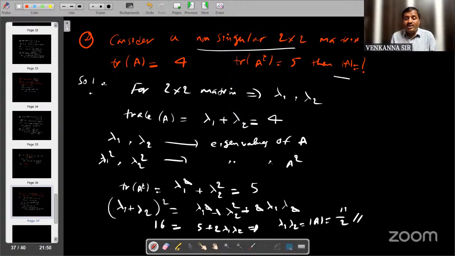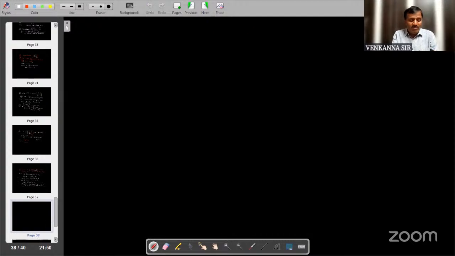Then later, the characteristic matrix. What is the characteristic matrix? A minus lambda I. The characteristic equation is determinant of A minus lambda I equal to 0. The roots of the characteristic equation are called eigenvalues. What is the eigenvector? The infinite number of non-trivial solutions is called the eigenvector. Eigenvector is associated to what type of equations? Homogeneous equations. And remember all the properties of eigenvalues and eigenvectors. Around 15-16 properties we have discussed, and they are very important.